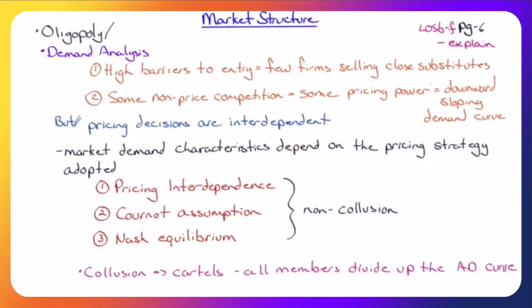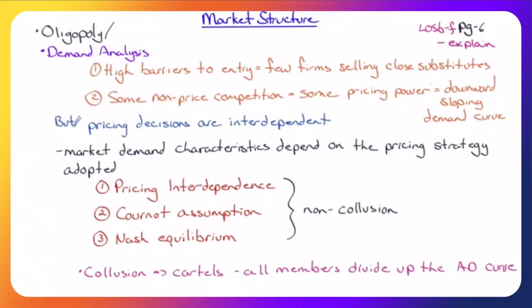2 characteristics of the market structure of oligopoly we should be aware of here. Number 1, high barriers to entry. So we have few firms selling very close substitutes. Number 2, this is the important one, there is some non-price competition going on. So firms do have some pricing power, so we are facing a downward sloping demand curve.